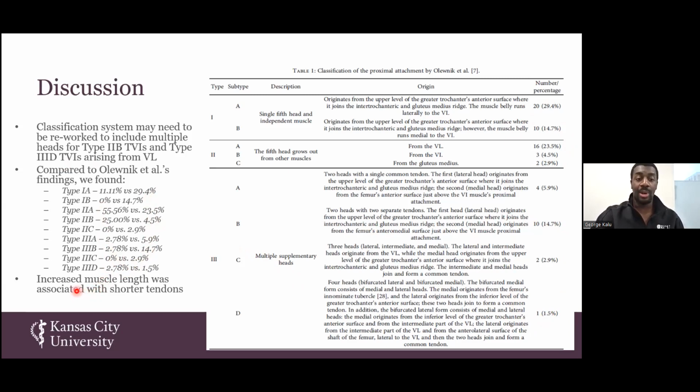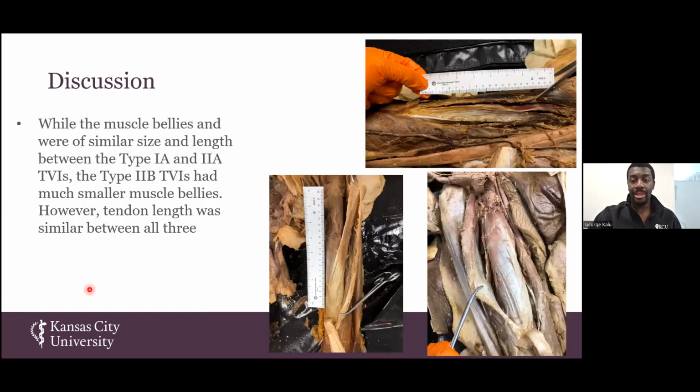An interesting finding that I found was that the longer a muscle was, the shorter its tendon tended to be. Another thing that I found interesting was that for the type 1A and the type 2A, the muscle bellies tended to be about the same size and length, but the type 2Bs tended to be much smaller than either type 1A or the type 2A. However, the tendon length tended to be about the same between all three. So I thought that was kind of interesting as well.